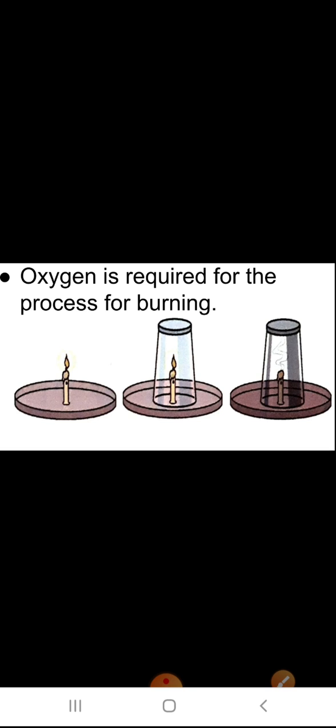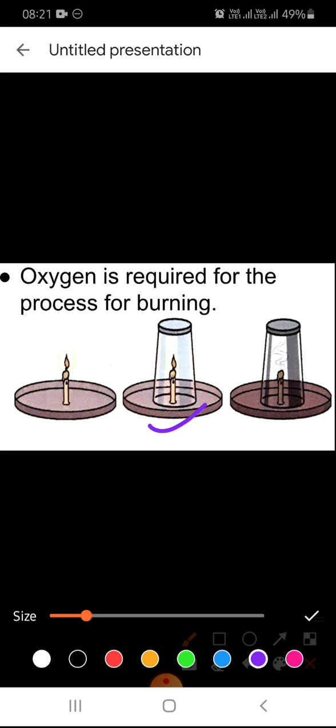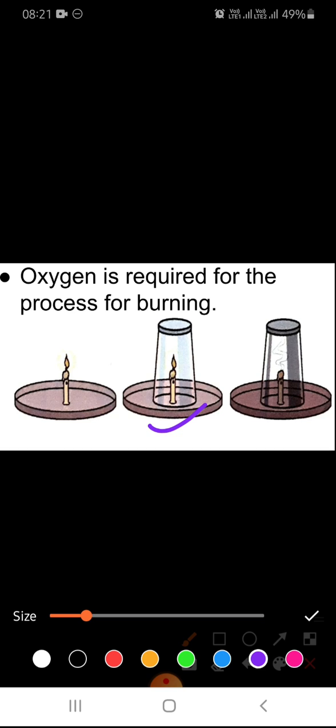This activity we have already discussed. Have you done this or not? If you haven't done this activity, you have to do this. You will take a candle, you will light it, and after that you will take a glass and invert it on top of the candle, and after a few seconds you will observe that the burning candle will blow out. It will not burn. Why is it so?